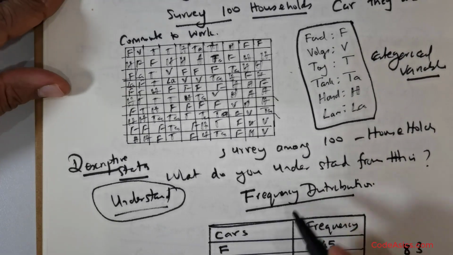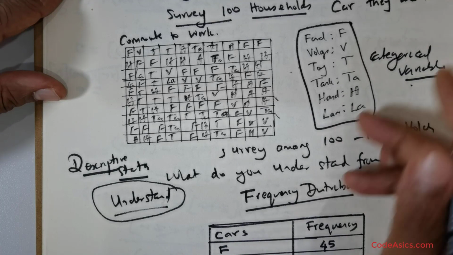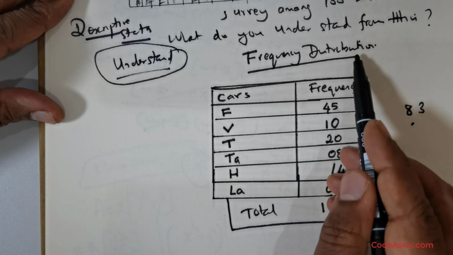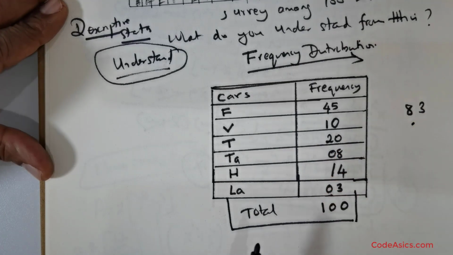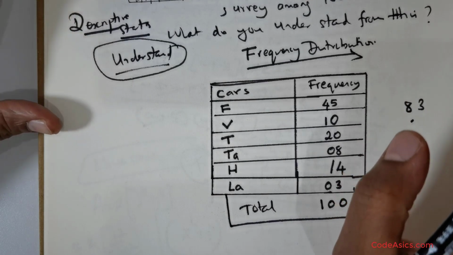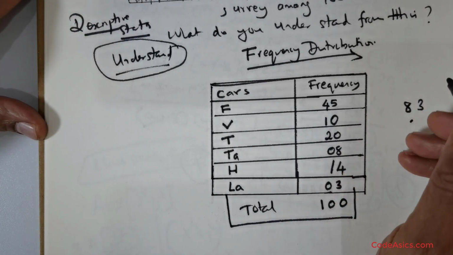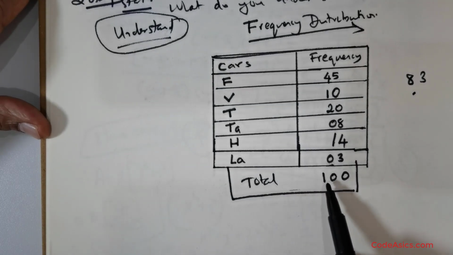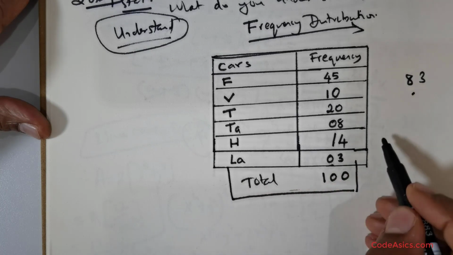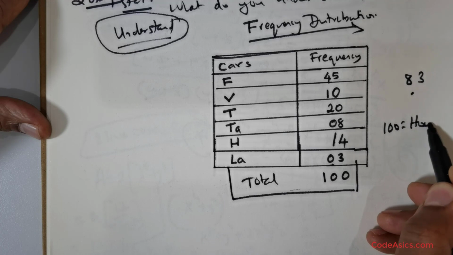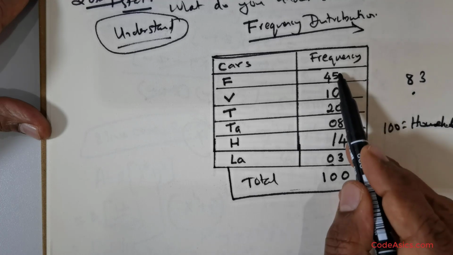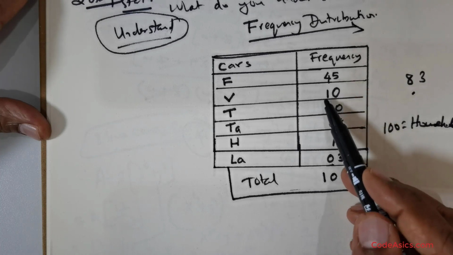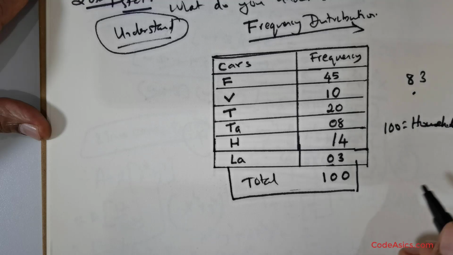So now you know how to get the categorical variable and utilize it in obtaining the frequency distribution. This actually covers a major part of descriptive statistics. Make sure that whenever you add the total, it adds up to 100, because we have surveyed 100 households, and that these frequencies add up to 100. So 45, 55, 65, 85, 93, 96, 100. Perfect, right? 100 we get.